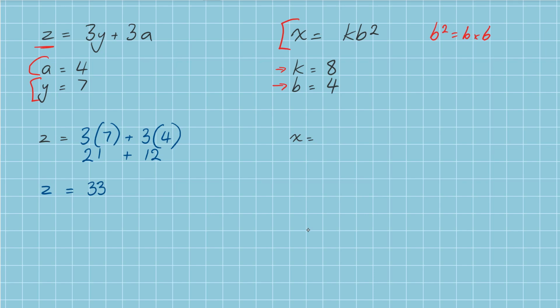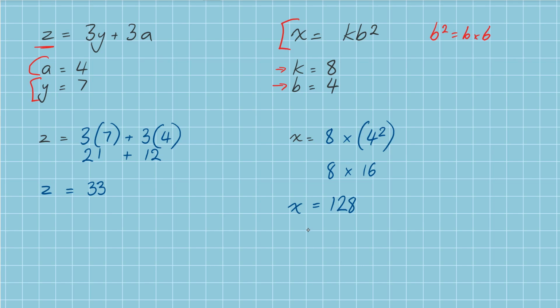Okay, value of k is 8. And I'm going to put this in brackets to keep this separate. That is 4 squared. So 4 squared is 16. So 8 times 16 is 128. So in this case, x is 128. Hopefully you were able to get that first time around.